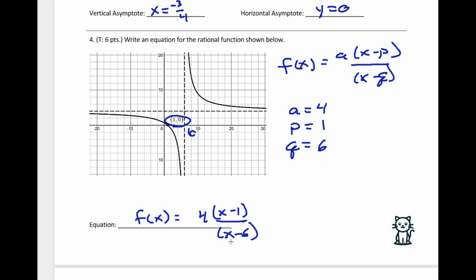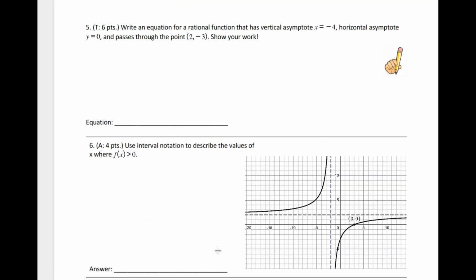That makes sense. Vertical asymptote at 6. The numerator is 0 at 1. The ratio of the x terms is 4 over 1, which is 4. And all right, that totally checks.